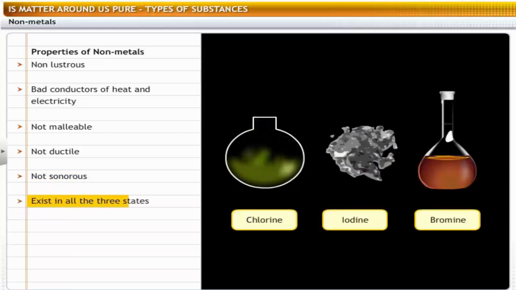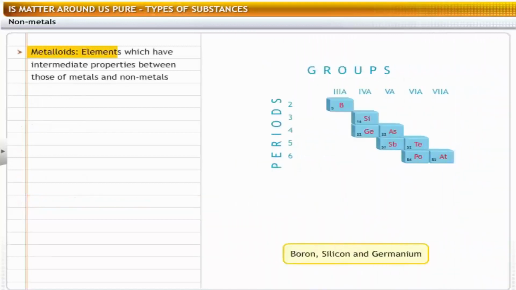Nonmetals exist in all the three states. Thus, 11 nonmetals are gases. Only bromine is a liquid, and the others are solids. The elements which have intermediate properties between those of metals and nonmetals are called metalloids. They are amphoteric in nature. Metalloids react both with acids and bases. For example, boron, silicon, and germanium.